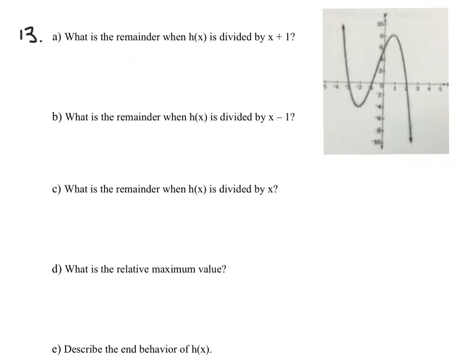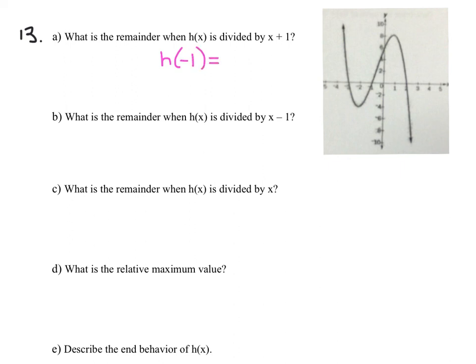All right, and then finally number 13. So number 13, part A just wants to know what is the remainder when h of x is divided by x plus 1. Okay, if we're dividing by x plus 1, we're going to look at when x equals negative 1. All right, we're going to find h of negative 1.